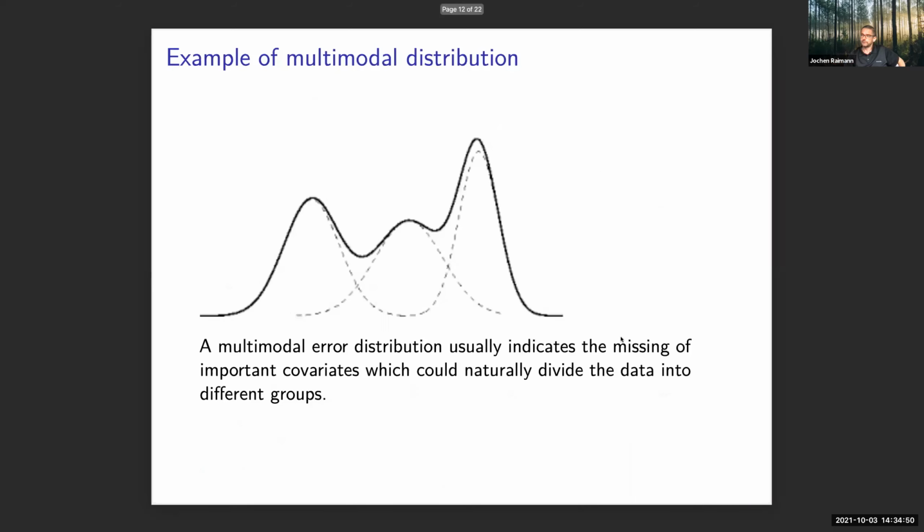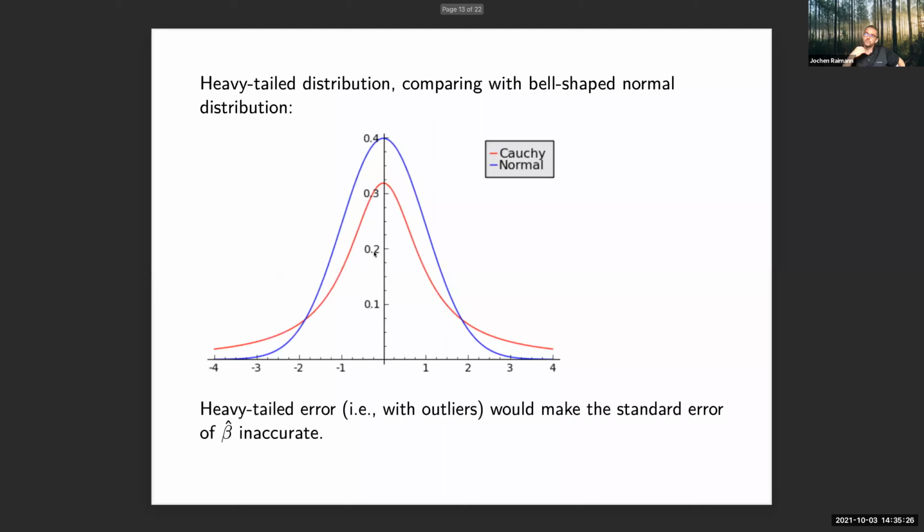So now we have multimodal distribution. Multimodal error distribution indicates the missing of important covariates, which could naturally divide the data into different groups. And this is a little hard to deal with, right? As you can imagine, this is not an easy one. But you can deal with it classically with stratification, and we'll talk about this a little later. So essentially, you have to deal with it somehow, and stratification is the easiest way forward.